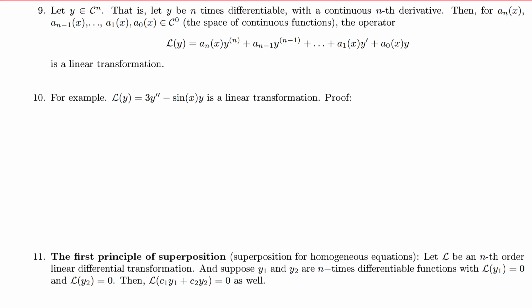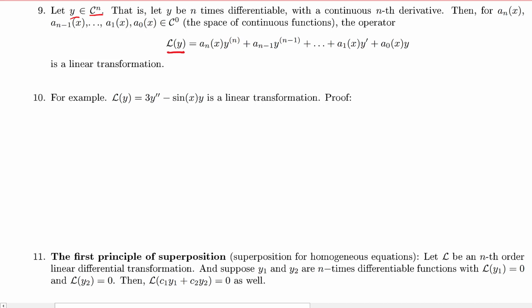So let's suppose y lives in the space of Cn. What do I mean by Cn again? I mean that y can be differentiated n times, and that nth derivative is itself continuous. Okay? Then for the coefficient functions an, a1, a0, as long as those coefficients are continuous functions, then I can define a linear operator, an operator that takes a function y and does all of this to it. Okay? It's a little bit confusing, but what I'm saying is we can think of an nth order differential equation as a linear transformation. How does it behave?